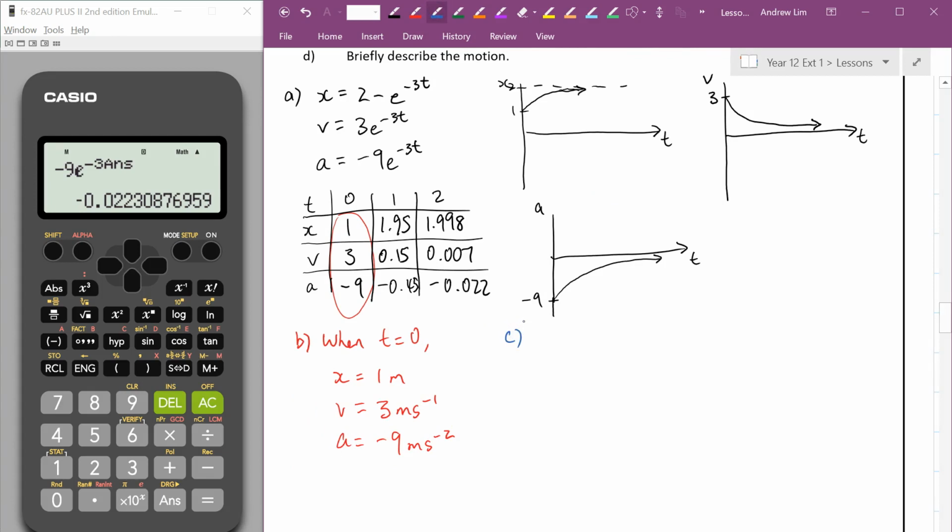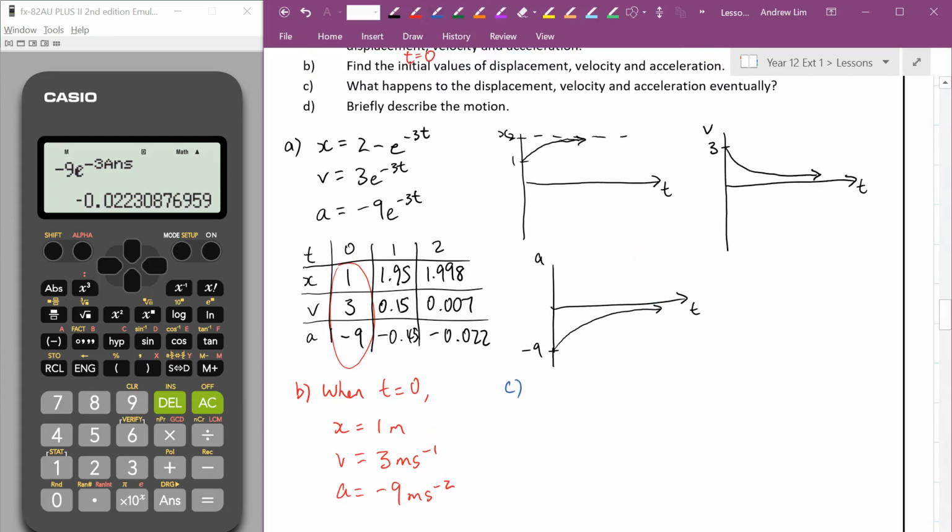Question C. What happens to the displacement, velocity, and acceleration eventually? So we can see here, as t approaches infinity, x approaches 2. Velocity approaches 0. I might write 2 meters, 0 meters per second. And acceleration will approach 0 as well, meters per second squared.